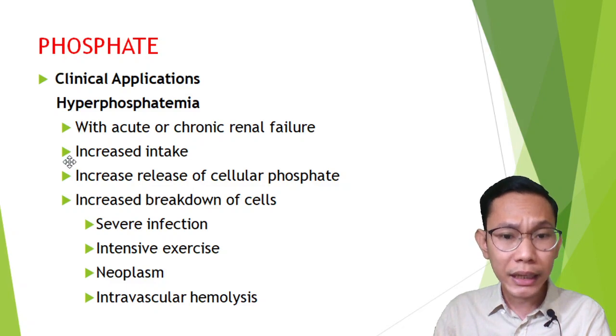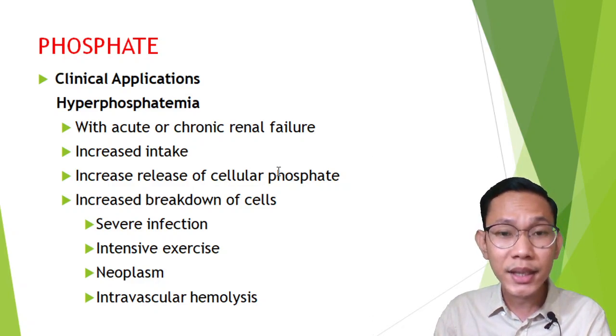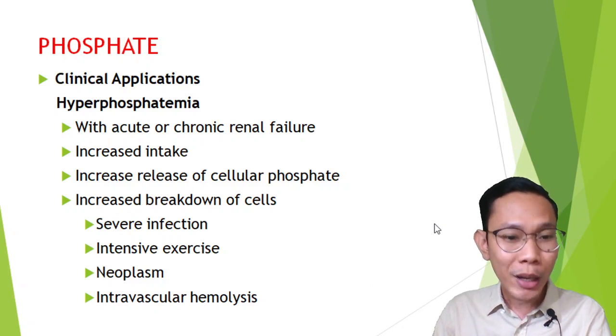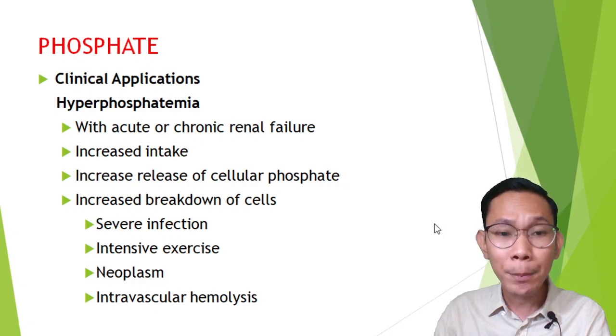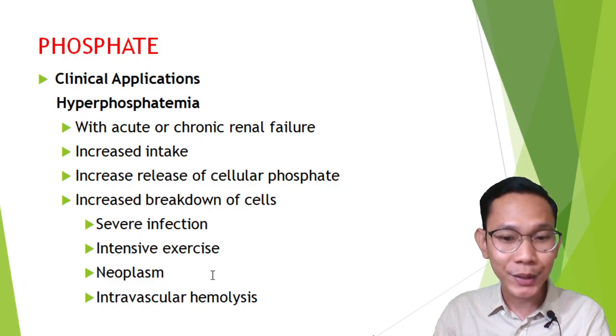We have also increased release of your cellular phosphate because remember that majority of your phosphate is intracellularly located. So, increased breakdown of cells will be caused by severe infection, intensive exercise, neoplasm, and intravascular hemolysis. So, you may also have high levels of your phosphate from prolonged exercise. Bakit kaya nagkakaroon ng hyperphosphatemia during intensive exercise or prolonged exercise?